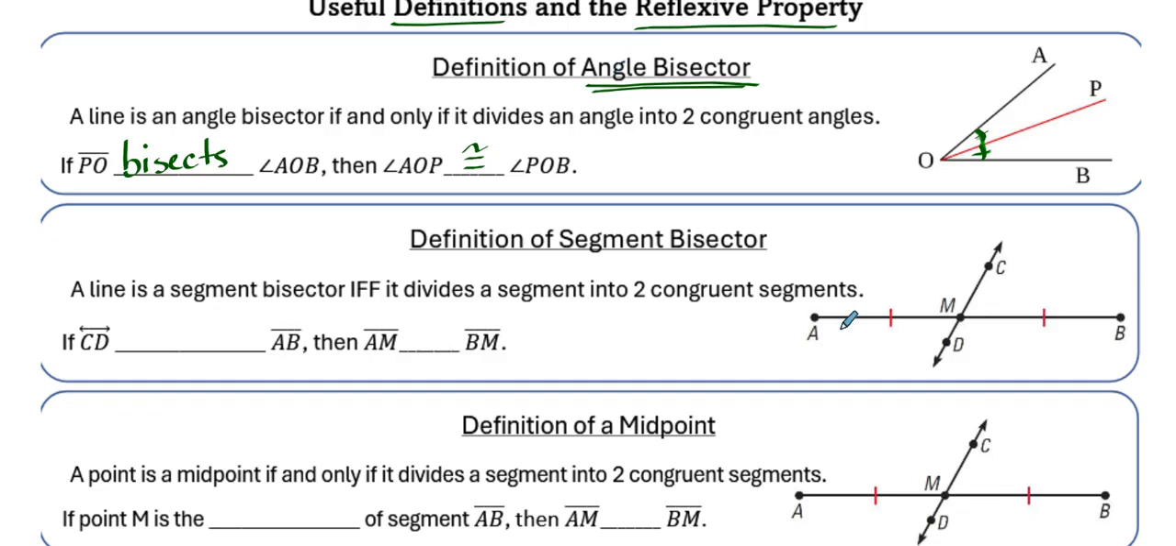An angle bisector splits an angle directly in half. A segment bisector splits a segment directly in half. This is our segment that's getting split in half by this line. A line is a segment bisector if and only if it divides a segment into two congruent segments. So this segment is getting split into two congruent segments here. So we could say that CD is a bisector. So if CD bisects AB, then AM is congruent to BM.